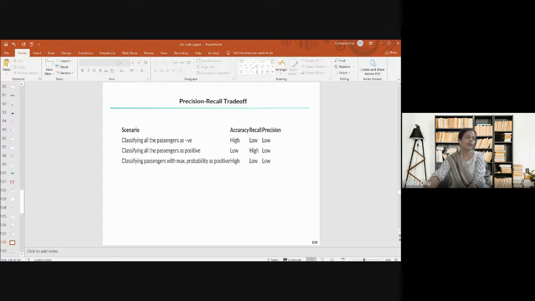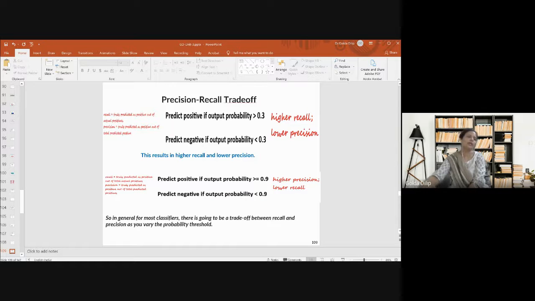These are the different situations of the precision recall trade-off. I have put here two cases. In many classification models, the probabilities will be between the values 0 and 1. But in this case, you can see greater than 0.3, less than 0.3, greater than or equal to 0.9, and less than 0.9.